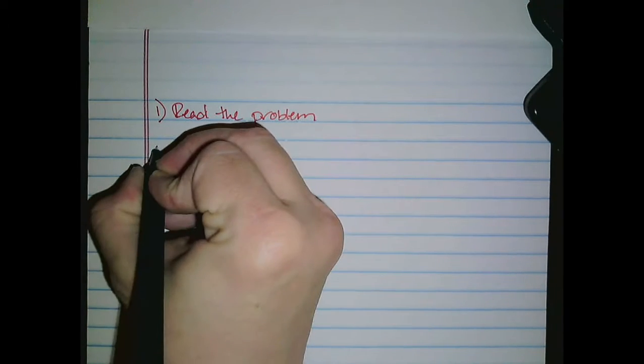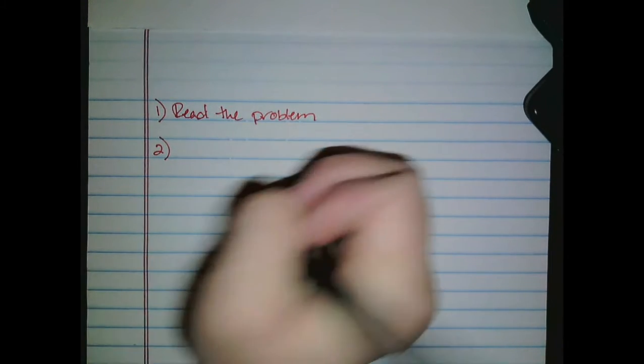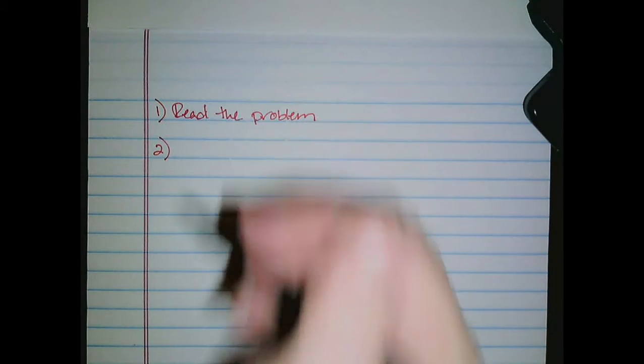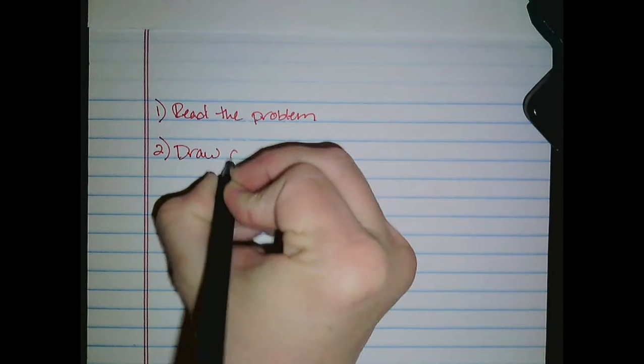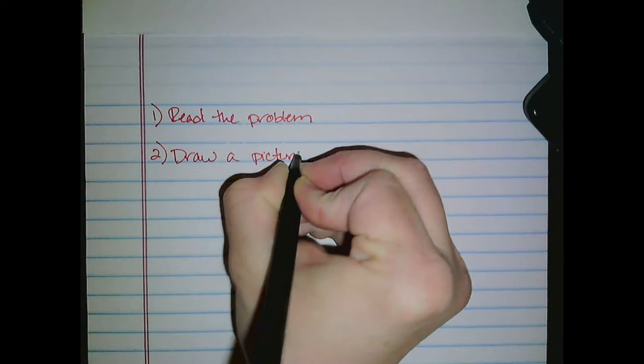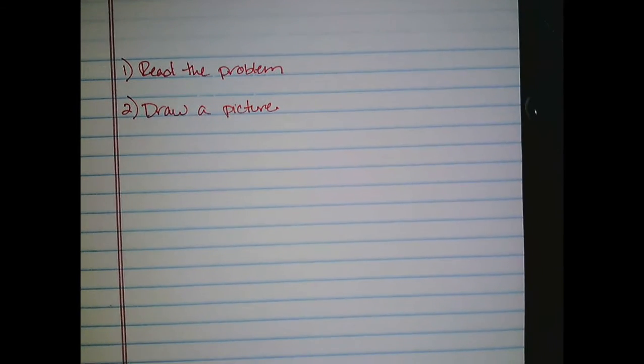Then after I've read the problem, I like to take the problem and, if I need to, translate it into a picture. So step 2 is to draw a picture. Sometimes once we draw the picture, we get a better idea of what it is exactly that's happening in that problem.